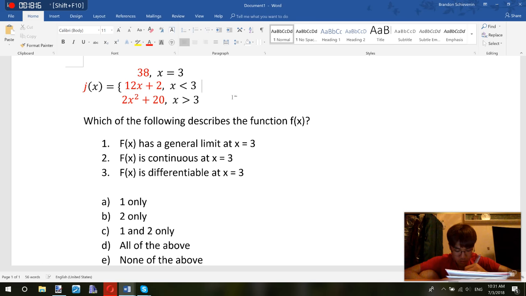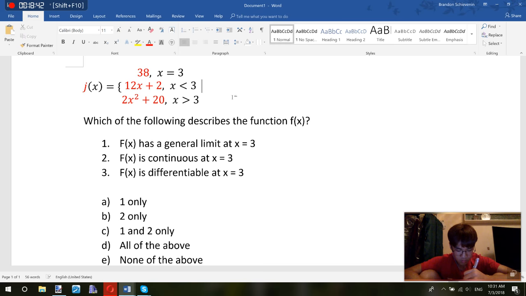To 36. Yes, okay, I do have a general limit. 38. Perfect. So from the left and from the right, we are approaching 38. What happens if I plug in the point? It's still gonna be 38. Still 38, okay. And the tricky part, what happens if I derive?